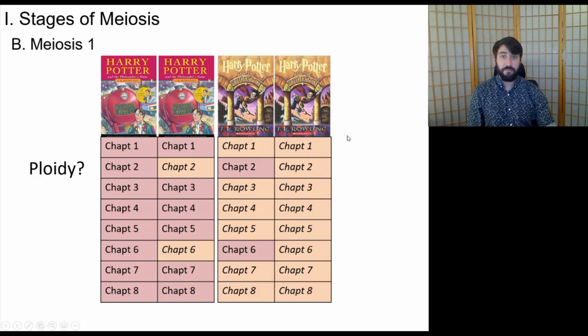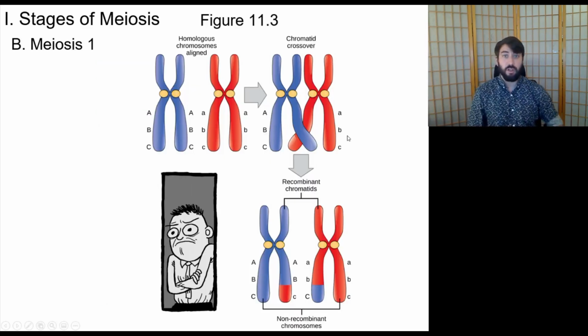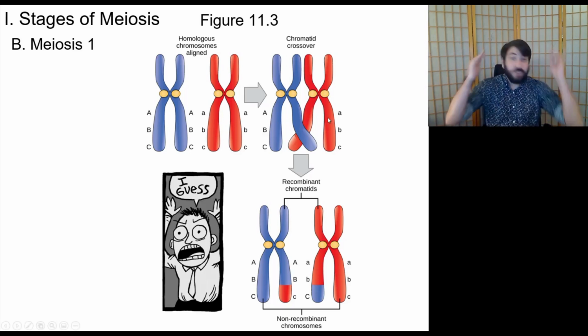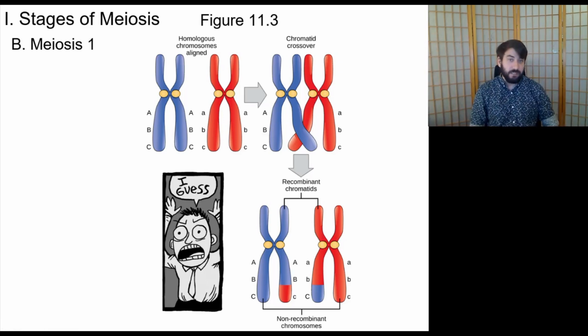Now, if you're not a fan of Harry Potter, figure 11.3 is also pretty good. It's a nice representation of how crossing over occurs. It uses simple upper and lowercase letters to represent the genes from the different chromatids, and, well, it's fine, I guess, if you're into clean and simple examples. Obviously not as fun and exciting as the Harry Potter books, but sure, it works very nicely too, I suppose.